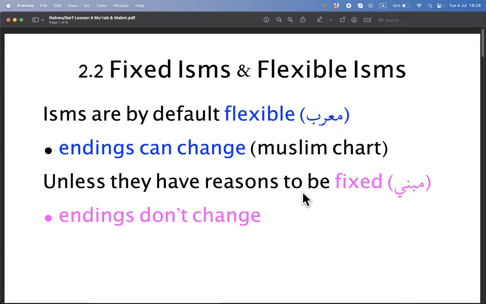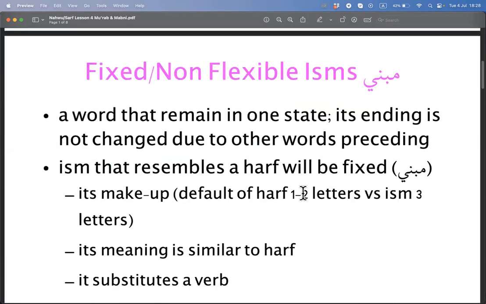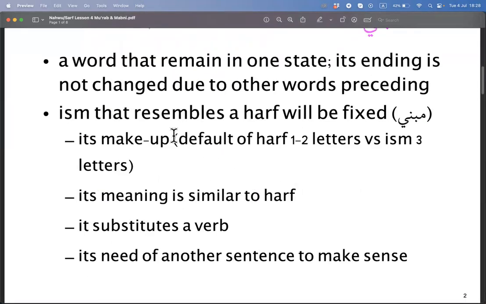What are those reasons? If the word resembles a harf. What is a harf again? Do you remember? A harf is something that doesn't make sense on its own. For example, on, in. If I just say to you "on", on what? "In", in what? So it doesn't make sense on its own. So how does it resemble a harf? Maybe because of its makeup.